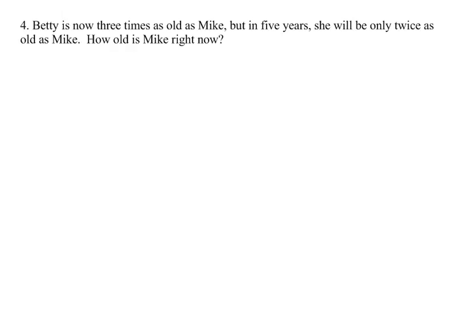So Betty is now 3 times as old as Mike, but in 5 years she'll be only twice as old as Mike. How old is Mike right now? We're talking about 2 people, Betty and Mike. So we immediately start setting up a table, because we're also talking about 2 times: now, and in 5 years.